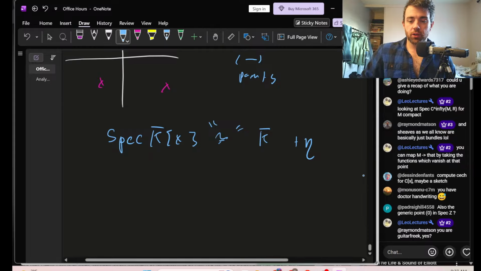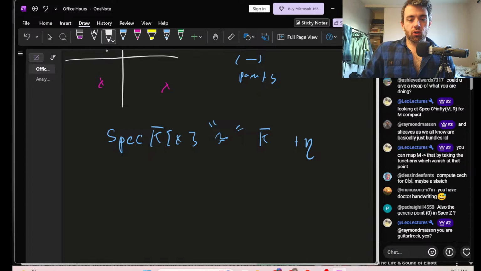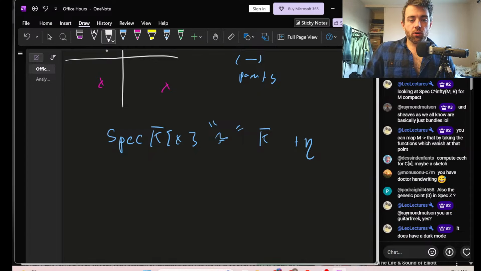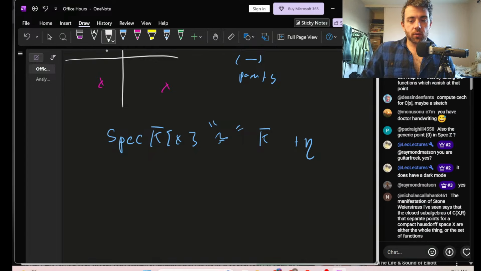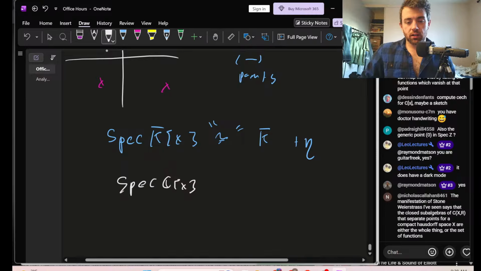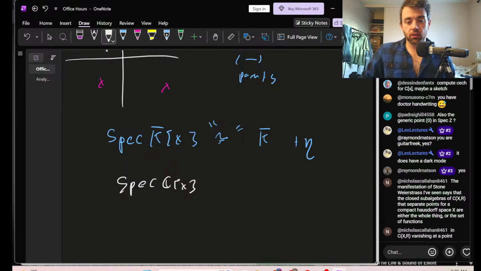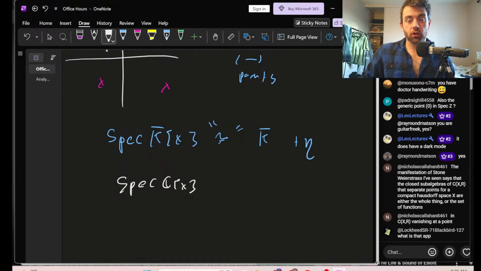Check cohomology for CX, maybe later, maybe another time. But yeah, we should get into that at some point. But now things can go wrong, right? The point is, if you're in Spec CX, then all of your prime ideals are maximal, right? So life is really easy.